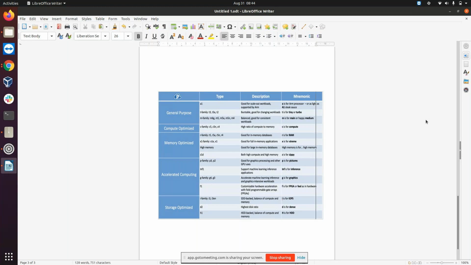Based on your requirement, usually your application has a different requirement. Some applications require very high computing power, so you want to run those types of applications on compute optimized instances. General purpose is just like a testing purpose, right?